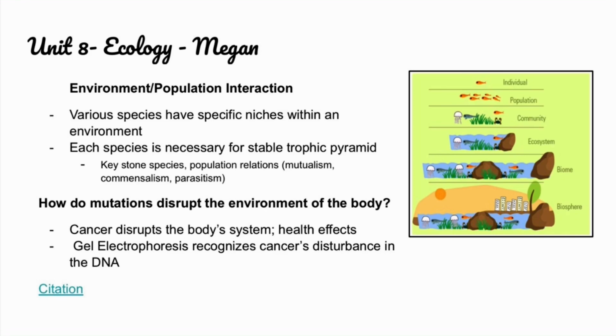In the lab, we learned that cancer disrupts the body's system, or habitat, and creates several health effects for the affected individual. These effects damage the environment of the body and can unfortunately result in a lifetime of lingering issues. Essentially, breast cancer acts as a predator to the human body. Gel electrophoresis can recognize cancer's disturbance in the body and how it is damaging the individual's DNA.